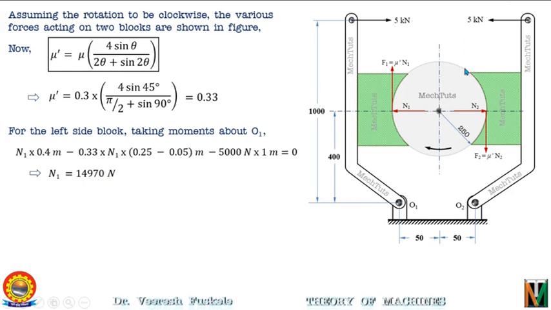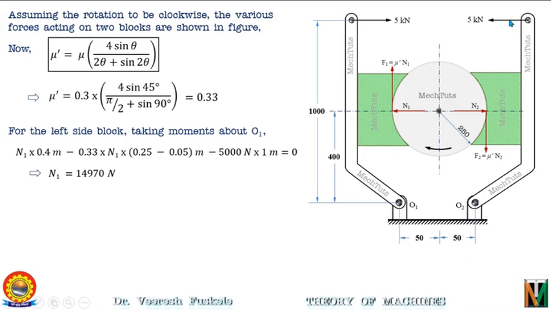Now similarly for the right side block, we have to take moments about point O2 and consider the free body diagram of this right side lever. So the forces are N2, F2 and 5 kN. Now this N2 will be rotating the lever in the clockwise direction about this fulcrum point. So it will be a negative moment and the magnitude will be N2 into this distance 400 mm, 0.4 meter. Similarly, F2 will also be rotating this lever in the clockwise direction about point O2. So the magnitude will be again F2 into the distance 200 mm, that is 0.25 minus 0.05 meter. We have just discussed it.